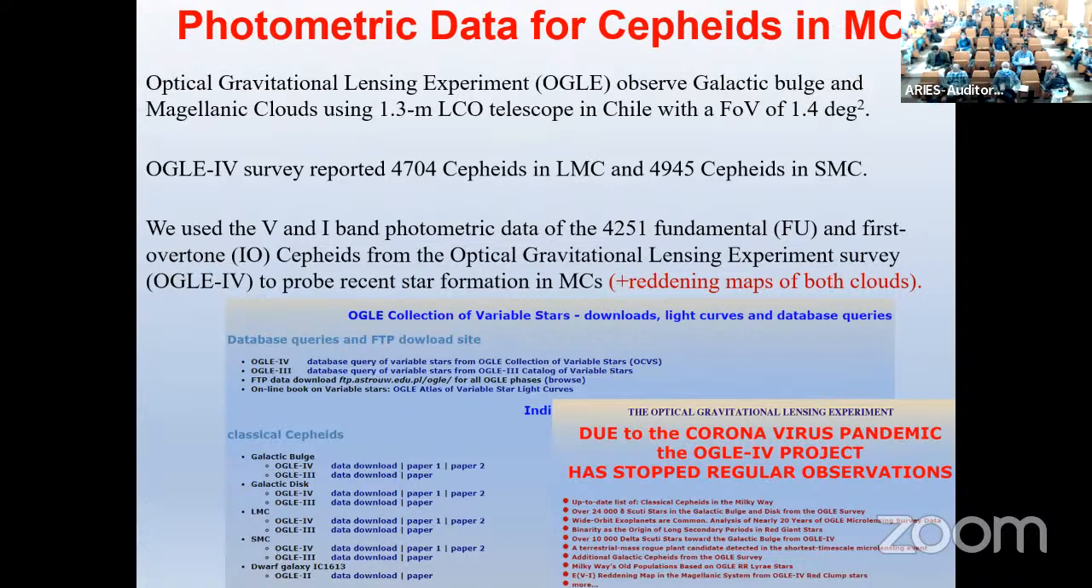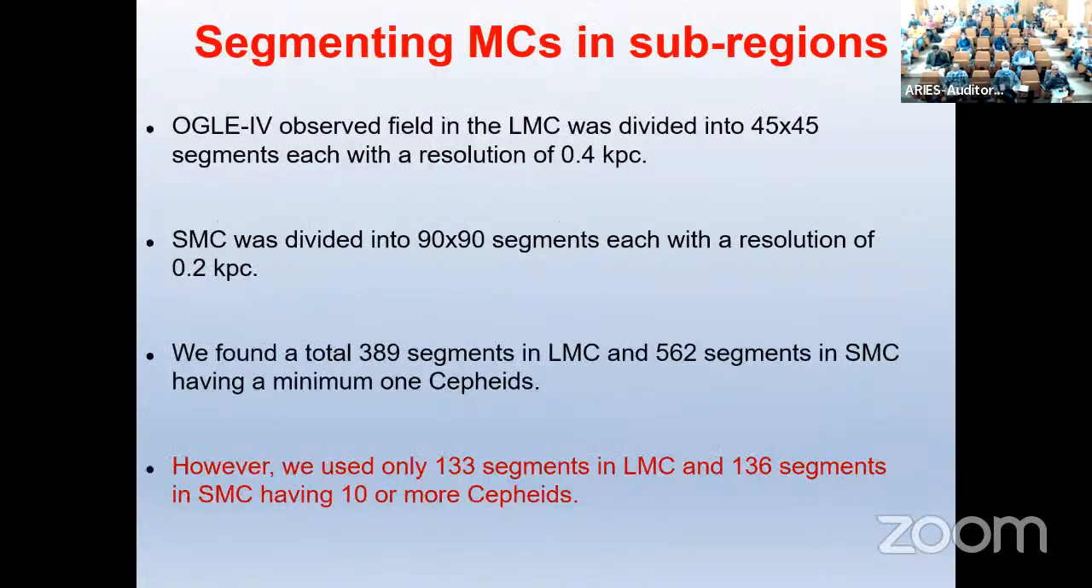Okay, so we have the OGLE field. As I said, there are thousands of Cepheids; if you combine LMC and SMC together, we have almost 10,000 Cepheids in these two galaxies. What we did was divide the LMC and SMC into small segments.